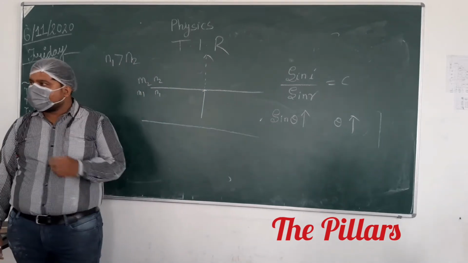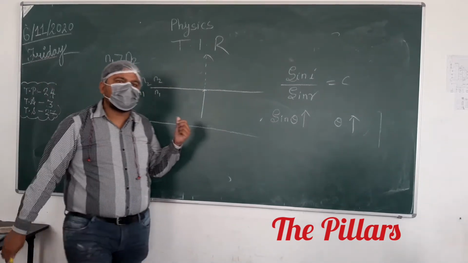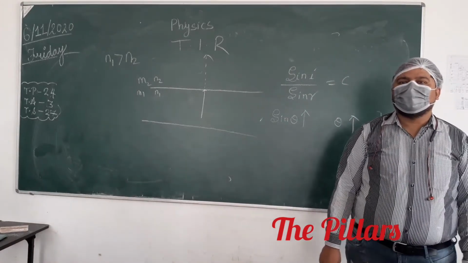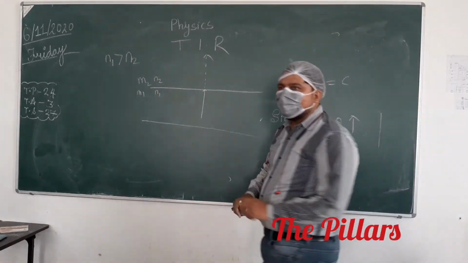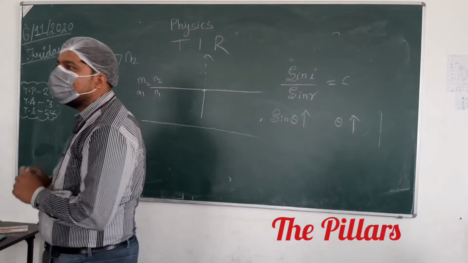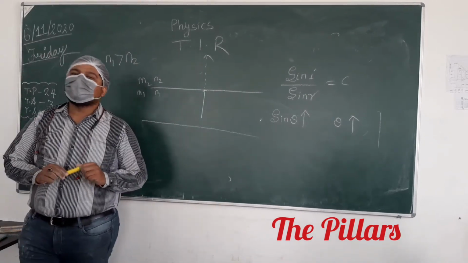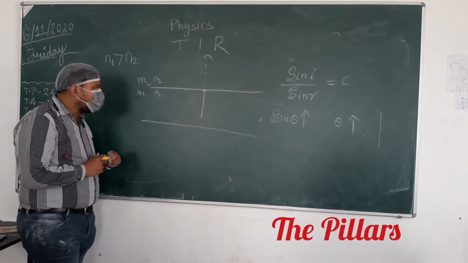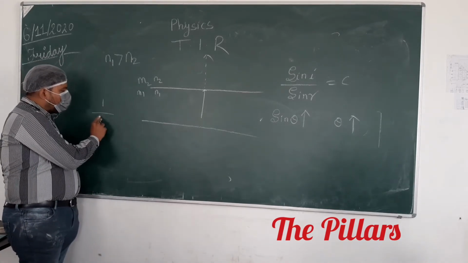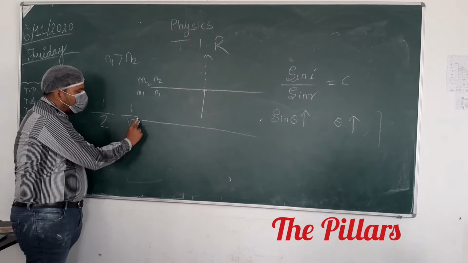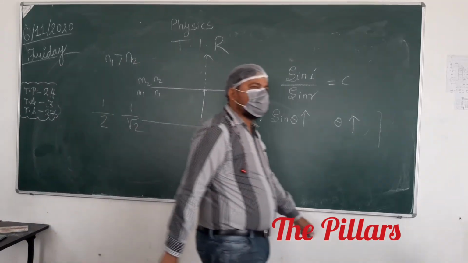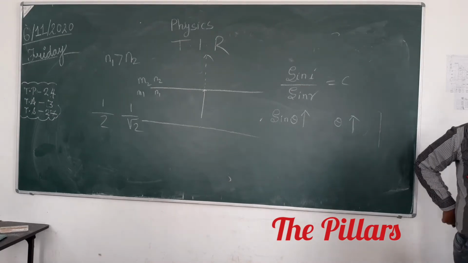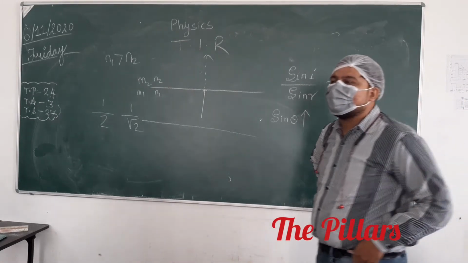What is the value of sin 0? Sin 0 is 0. What is the value of sin 30? 1 by 2. What is the value of sin 45? 1 by root 2. Which one is greater, 1 by 2 or 1 by root 2? 1 by root 2 is greater.